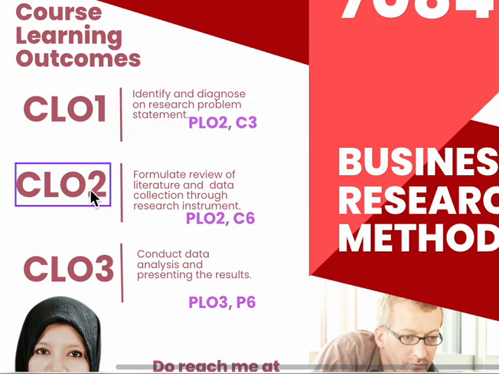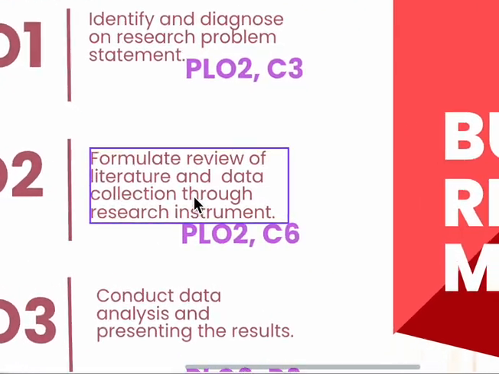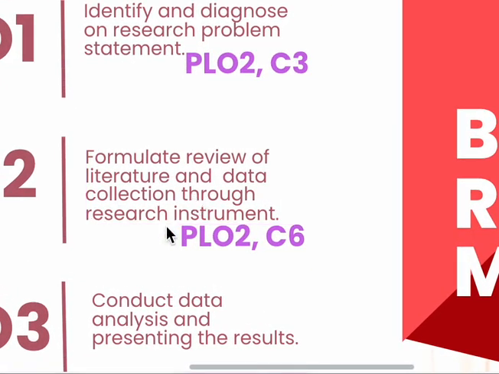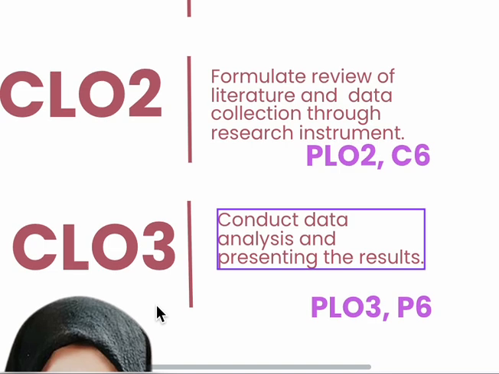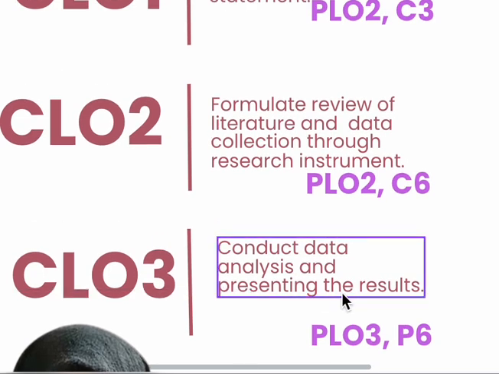And the course learning outcome 2 is all about formulating a review of literature and data collection through research instruments. So you will learn to review existing studies and create effective research instruments like surveys and interviews. And we're going to map these to program learning outcome number 2, that is on cognitive skill level 6, where you can synthesize all the activities like designing a questionnaire aligned with specific research objectives, and also prepare, of course, a research proposal.